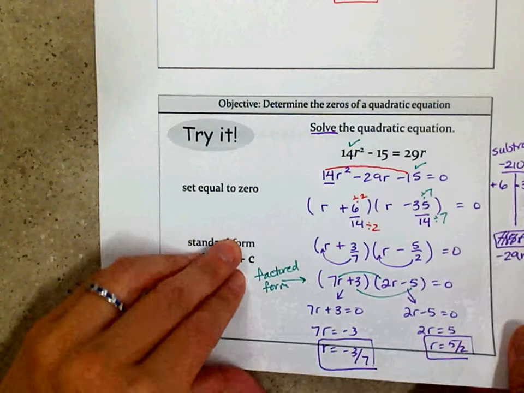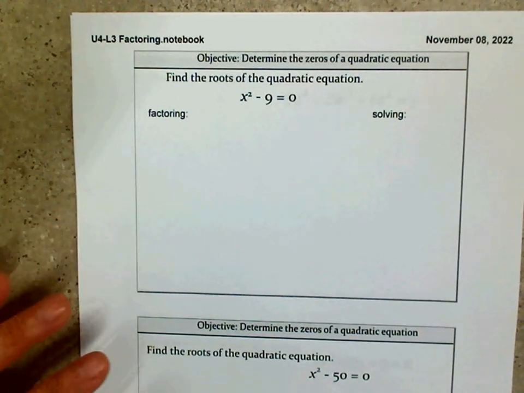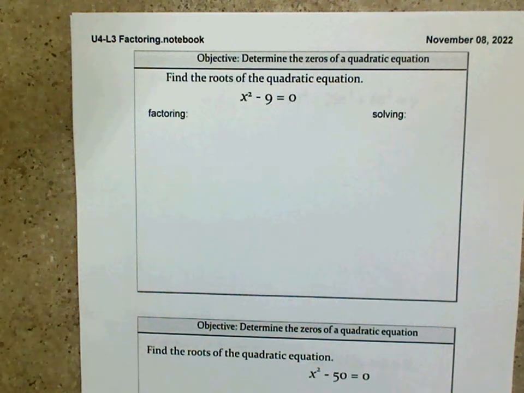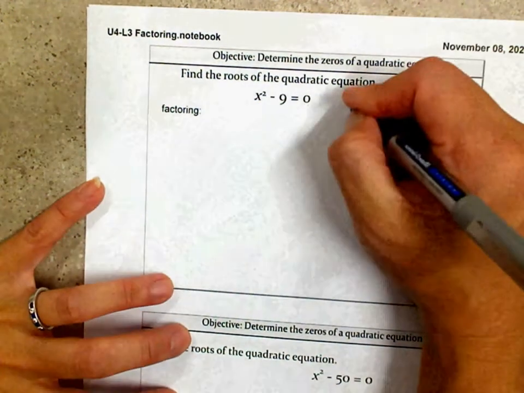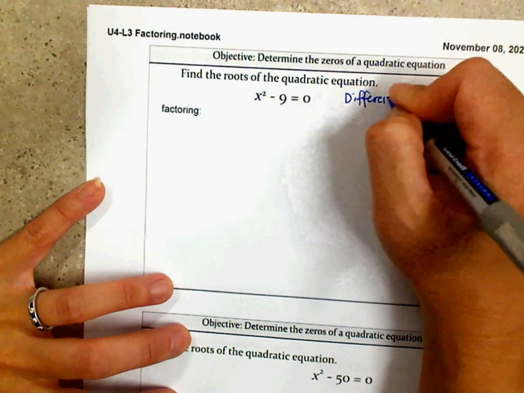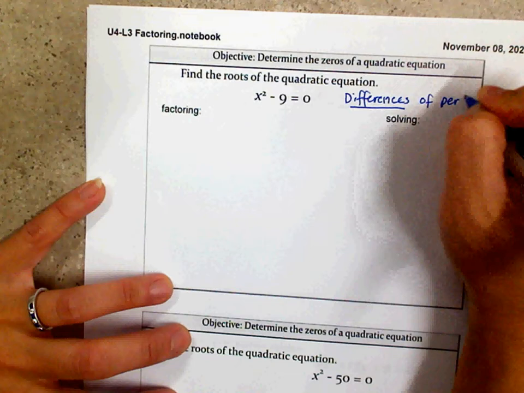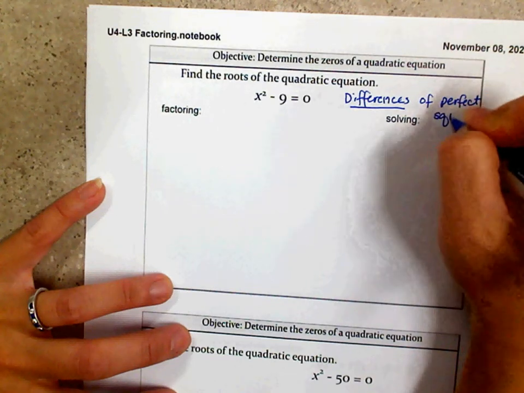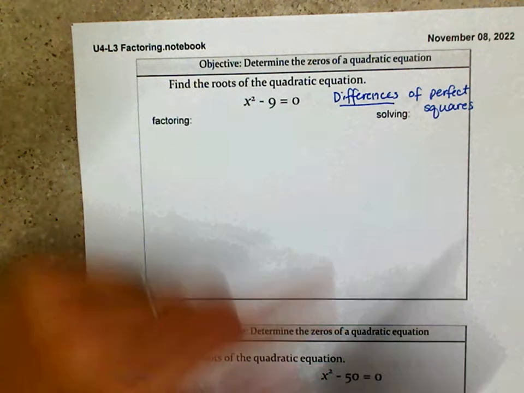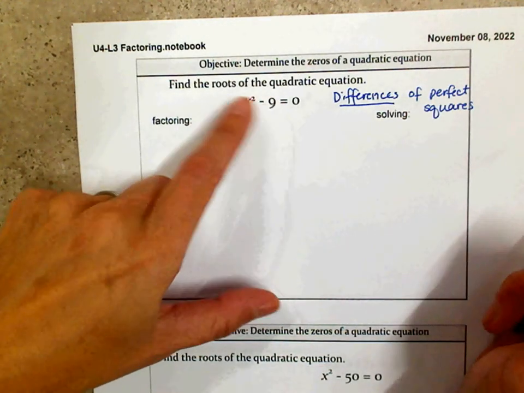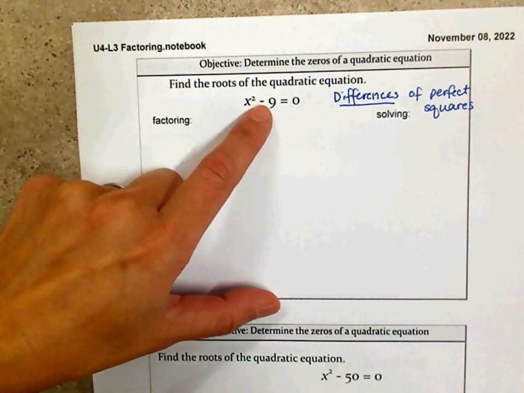All right, now let's take a look at this one. You have two terms. You have x squared minus 9. This is called a difference of perfect squares. The word difference means subtract. And let me tell you why it's that. You've got one term, two terms. x squared is a perfect square. 9 is a perfect square of 3. See that minus between them? So this is a difference of perfect squares.